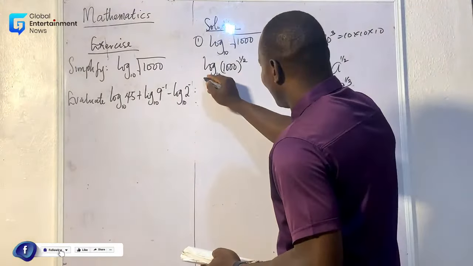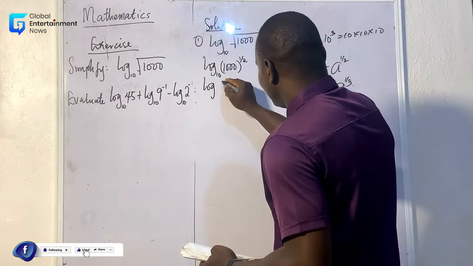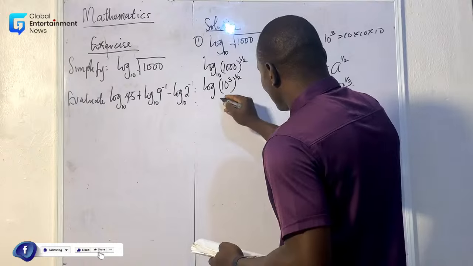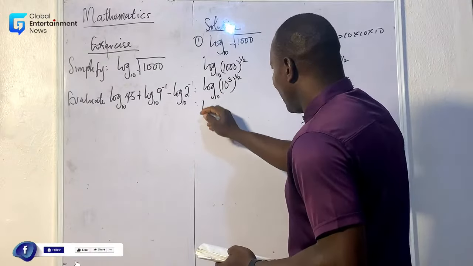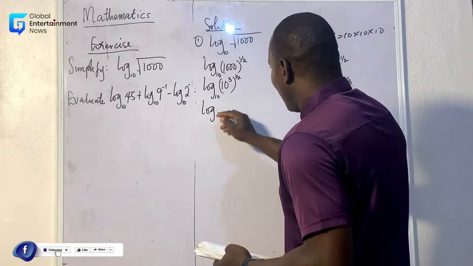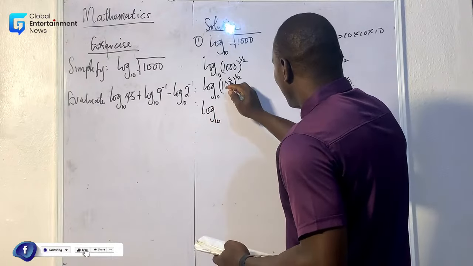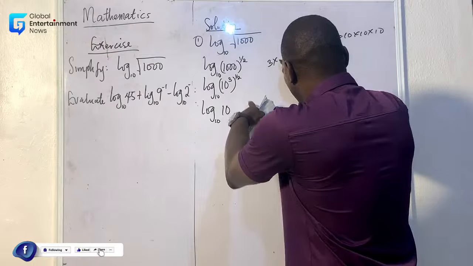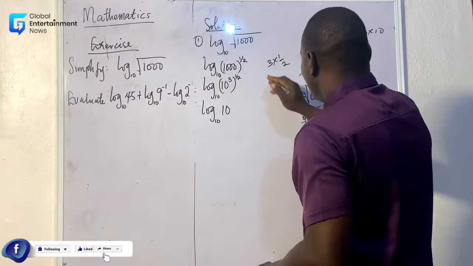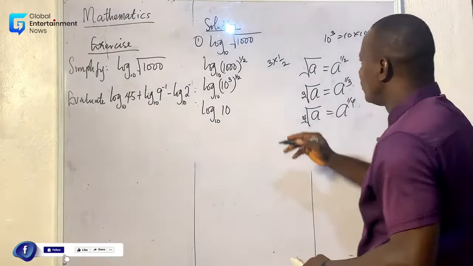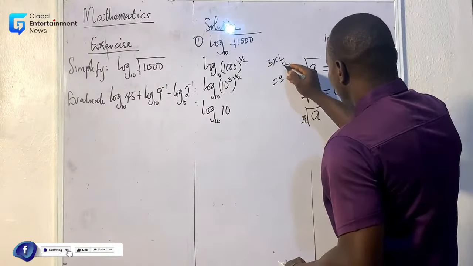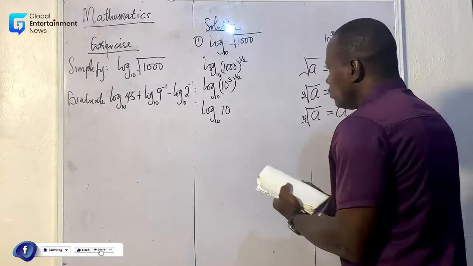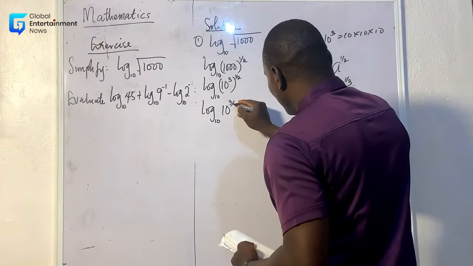So what do we have now? We have log of 10 raised to power 3, bracket close, raised to power 1 all over 2, base 10. So we have log to base 10. We have log 10, which means 3 times 1 all over 2. And what is 3 times 1 all over 2? 3 times 1 is 3, then all over 2. So what we have here is 3 all over 2.